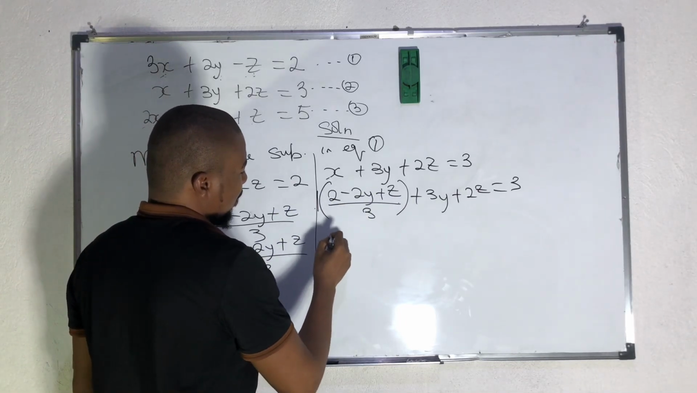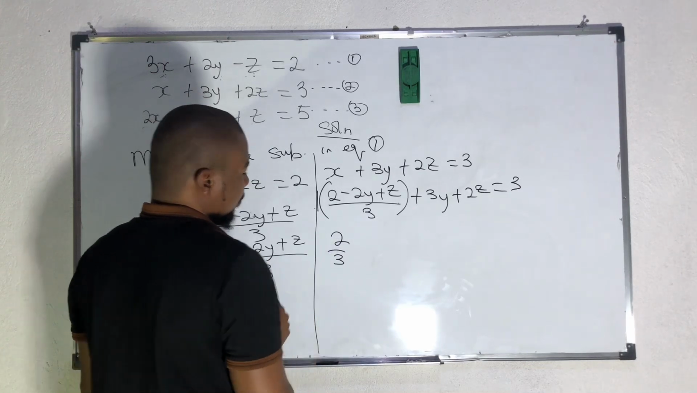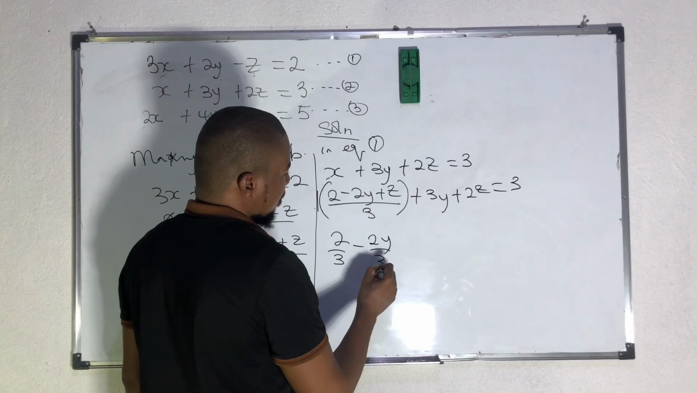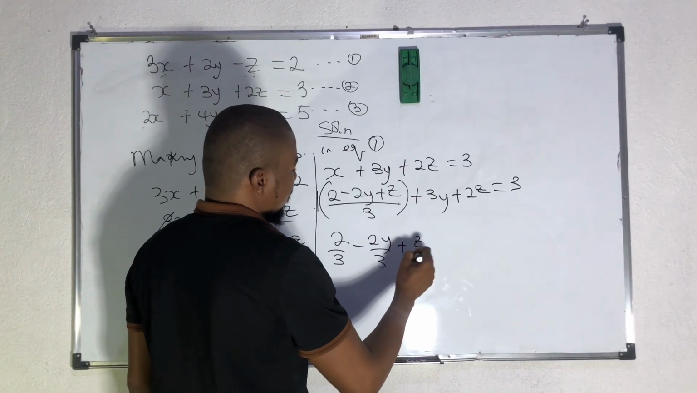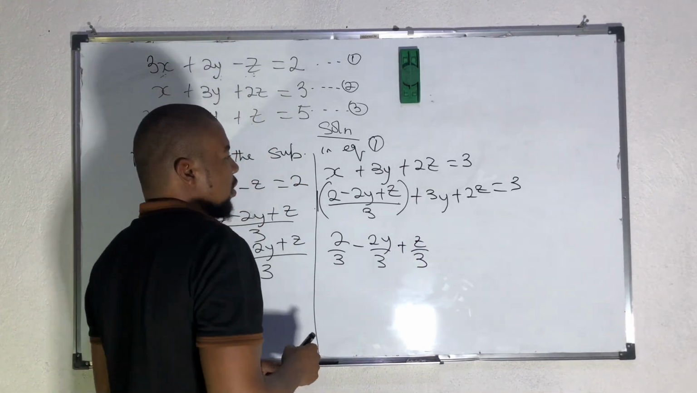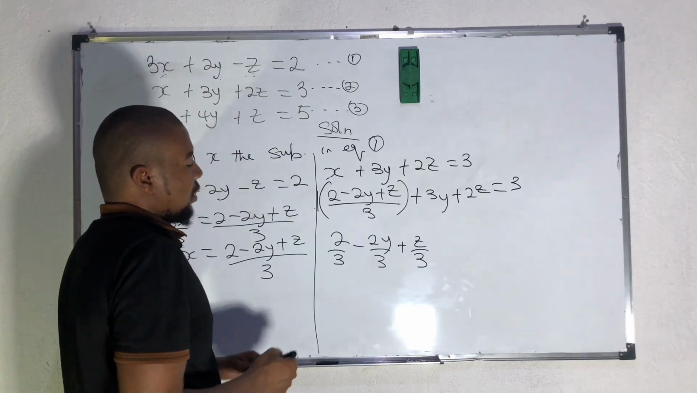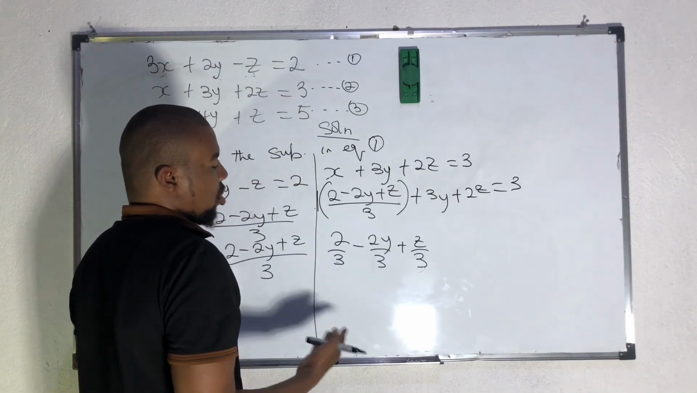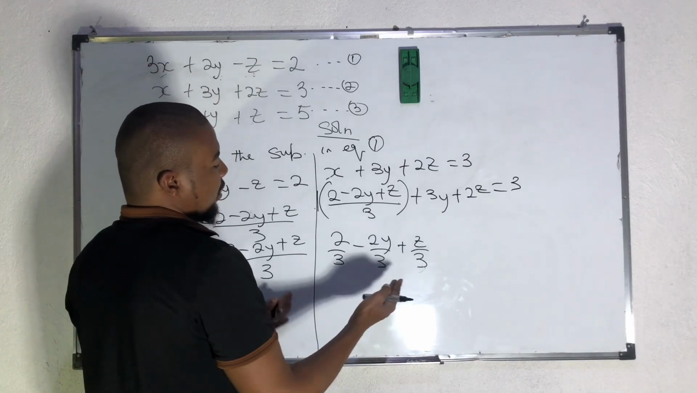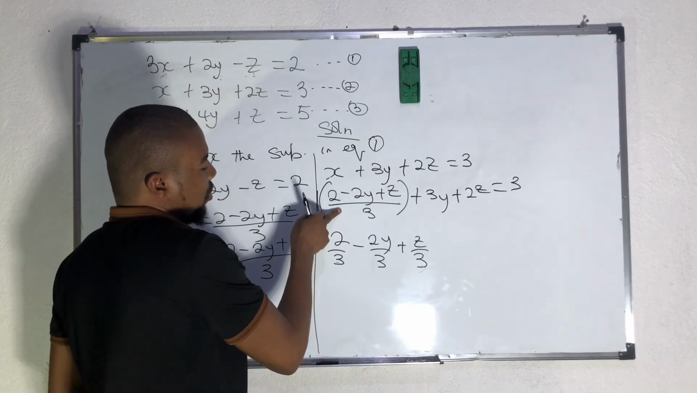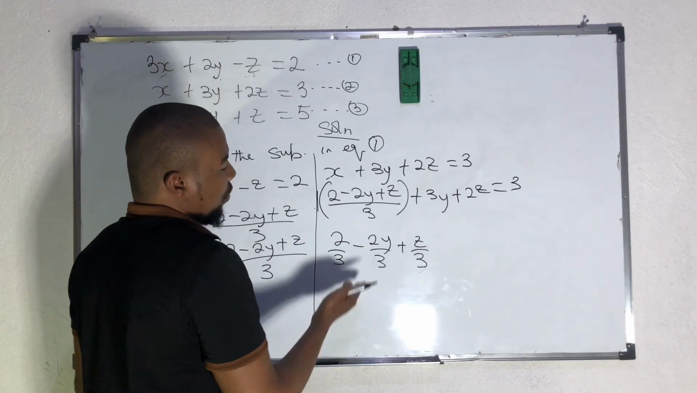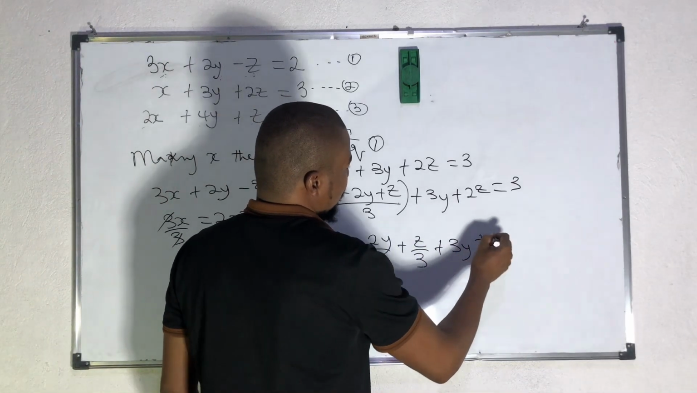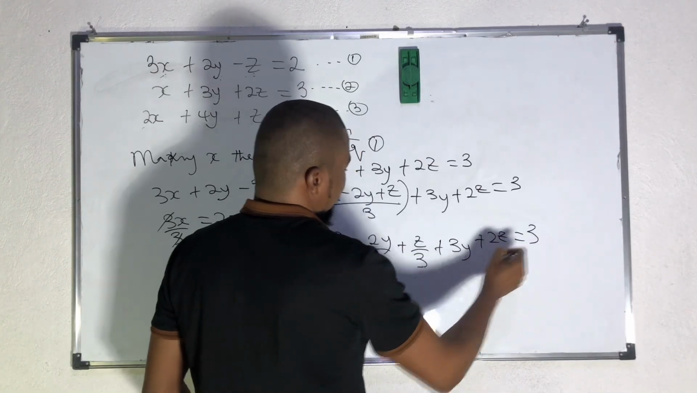Now we say 2 over 3 minus 2y over 3 plus z over 3. You may be wondering, why did I now separate them? You see, this 3 is just a common denominator. If I decide to add them, I'll get the original expression back. All I did was to separate them for clarity purposes. So here we have plus 3y plus 2z is equal to 3.